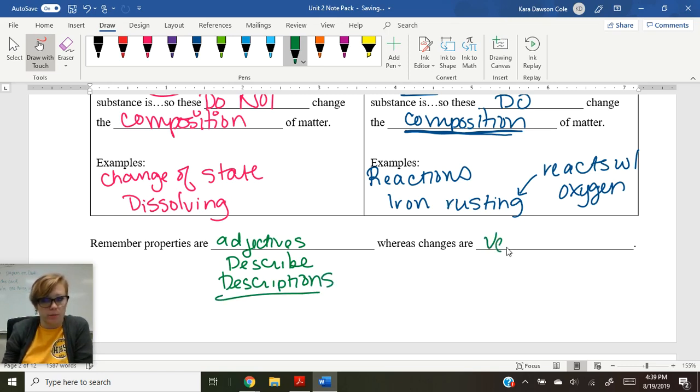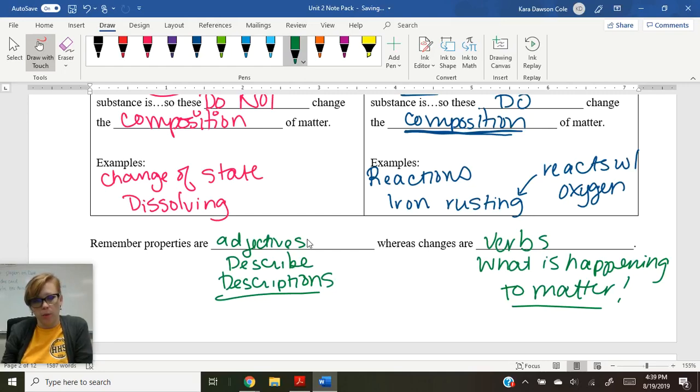So these are verbs. Again, remember, properties are adjectives, they're descriptions, whereas changes are verbs. It's what is happening to matter. So ice is melting. That would be a physical change. The melting point of water is 0 degrees Celsius. That would be a physical property. Oxygen is flammable. That's a chemical property. Oxygen reacts with hydrogen to form water. That's a chemical change. So these are different ways that we are describing these things.